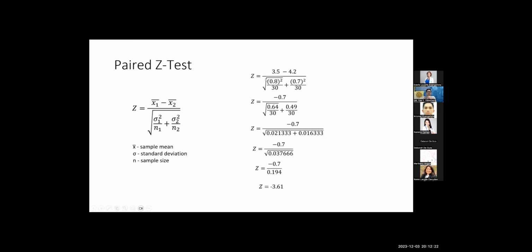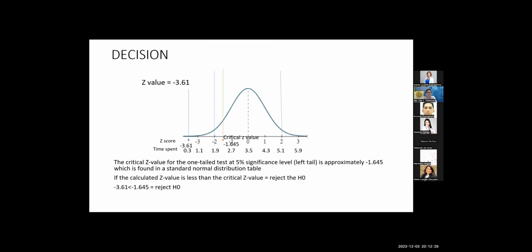So we arrive at the z-score of negative 3.61. With this, the z-value falls here, negative 3.61. The critical z-value for the one-tailed test at 5% significance level, left tail, is approximately negative 1.645, which is found in a standard normal distribution table. So it is also an empirical value.